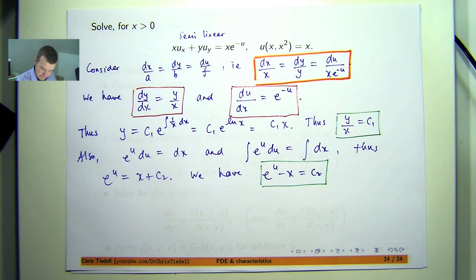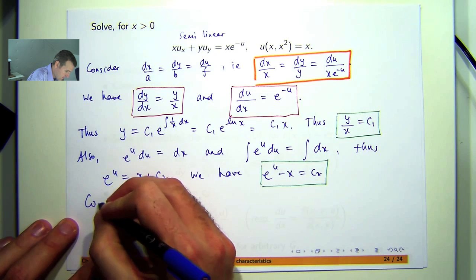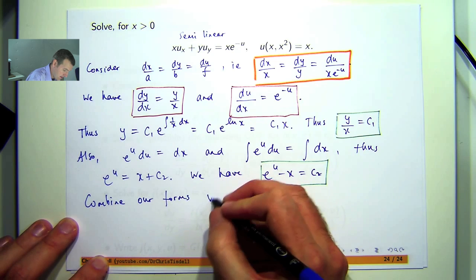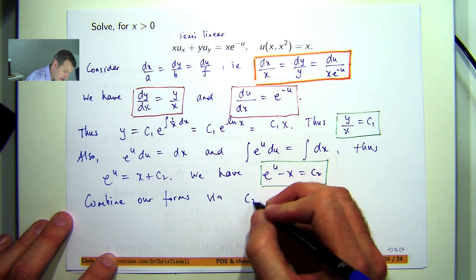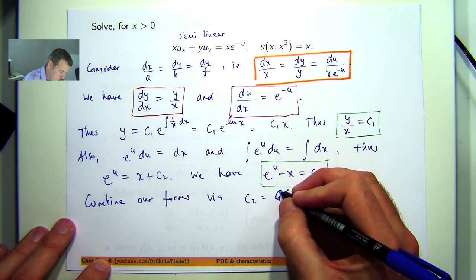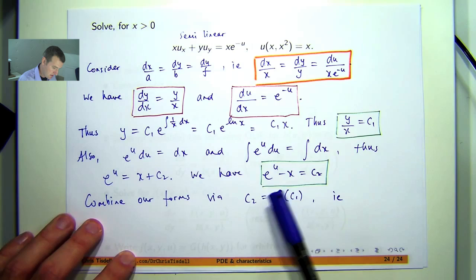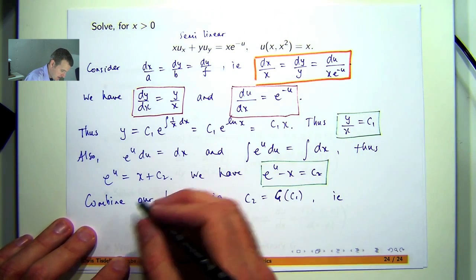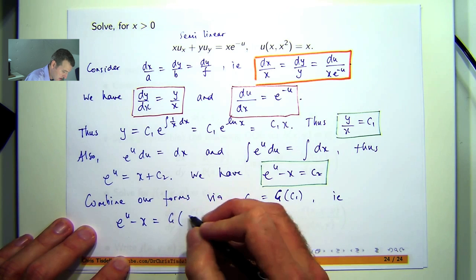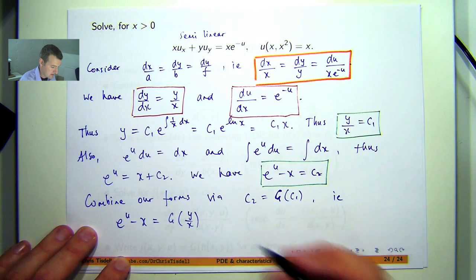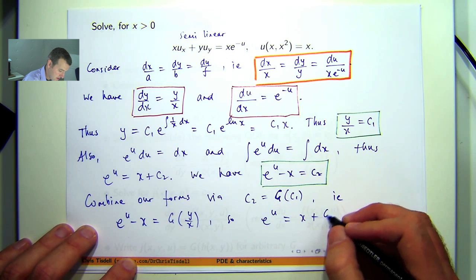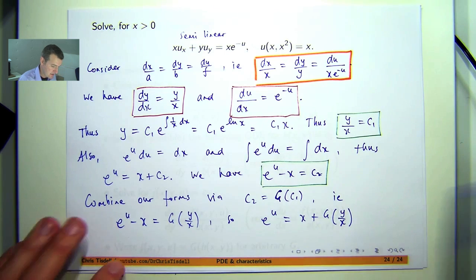Okay, so we're going to combine our forms via C2 equals g of C1, where g is just an arbitrary but differentiable function. So C2 is that, C1 is that. We're going to have e to the u minus x equals g of y on x. So the general implicit type solution to this problem is the following.